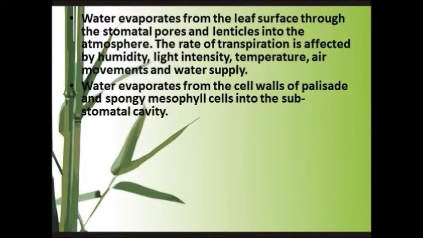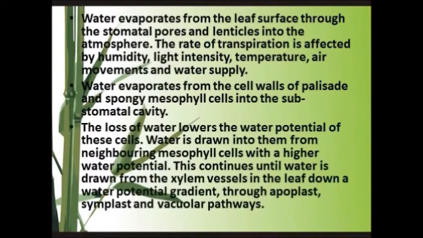Water evaporates from the cell walls of palisade and spongy mesophyll cells into the substomatal cavity. The loss of water lowers the water potential of these cells. Water is drawn into them from neighboring mesophyll cells with a higher water potential. This continues until water is drawn from the xylem vessels in the leaf, down a water potential gradient through the apoplast, symplast, and vacuolar pathway.